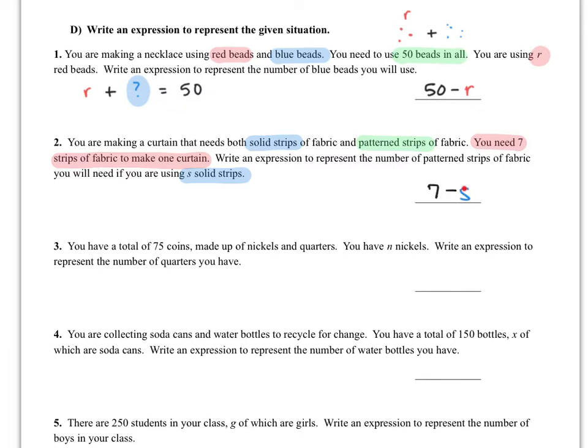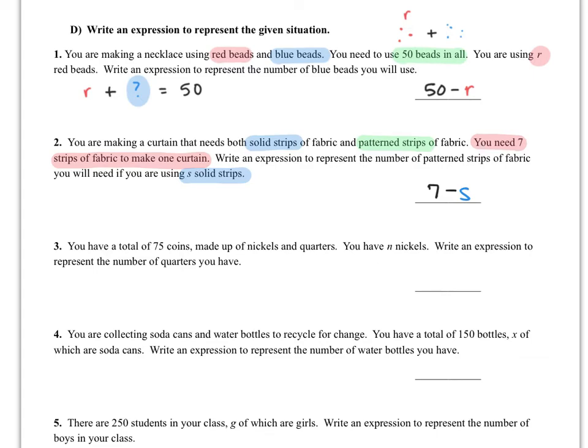Because if you think about it, let's say there was 1 solid, then my brain knows there would be 6 left over for the pattern, and I get that by doing 7 minus 1. If there were 4 solid, my brain knows there would be 3 left over for the pattern, and I would get that by doing 7 minus 4. But we're doing it by subtracting from our total.